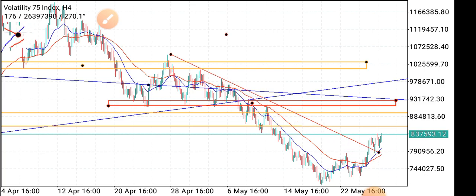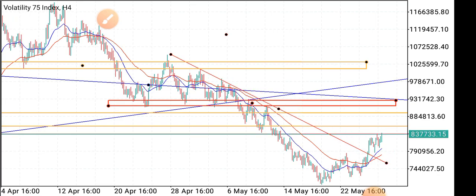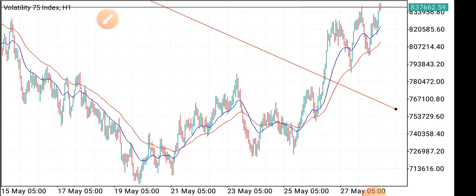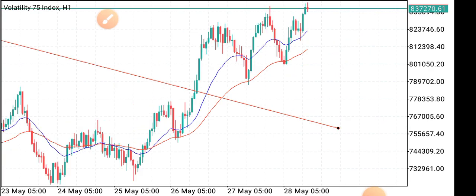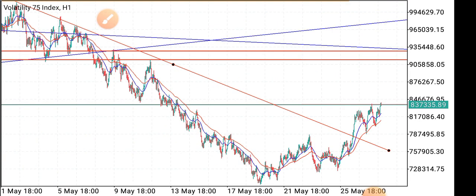This trend line here is from the 4 hour charts. Don't forget the blue line is from the daily charts. Now let me go down to 1 hour. On 1 hour, you can see clearly that we can't even see any trend line apart from this red trend line.